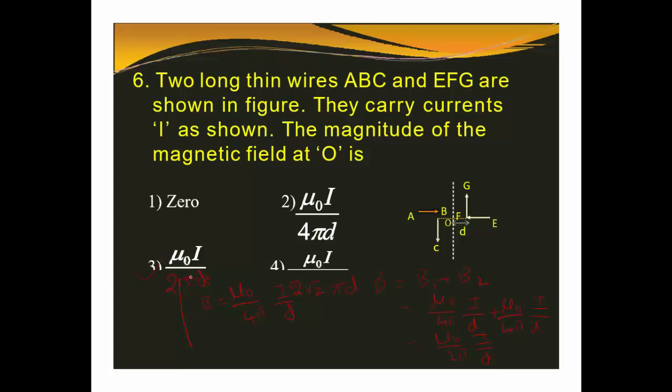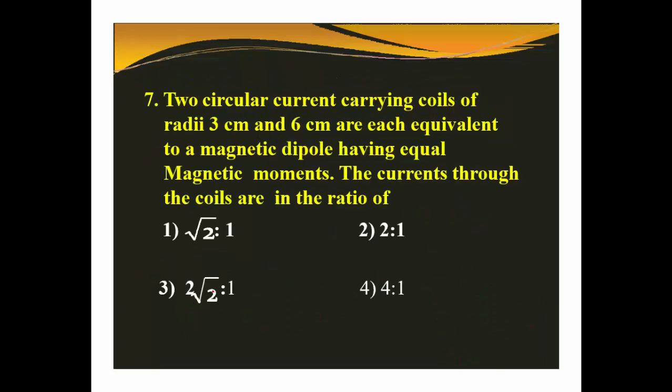The third option and the fourth option, some portions are merged. Now I write the options: mu naught I divided by 2 pi d. Fourth one, mu naught I divided by 2 root pi d. Out of this, which one will be the correct option? According to our solution, the correct option is the third one. Okay, so next question, the seventh one.